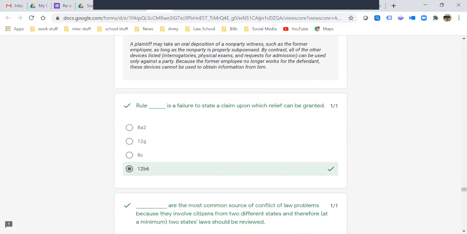Rule 12B6 is a failure to state a claim upon which relief can be granted. So again, I'd write this one down maybe 20 times. You need to memorize this. Rule 12b-6 is the failure to state a claim upon which relief can be granted.